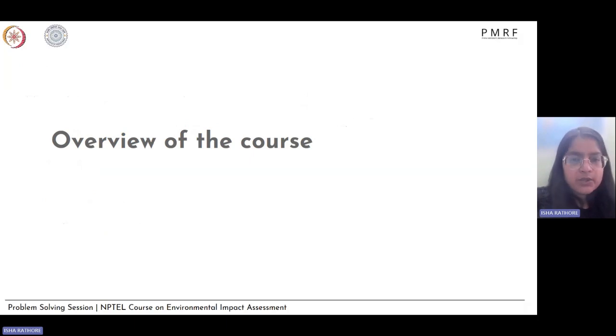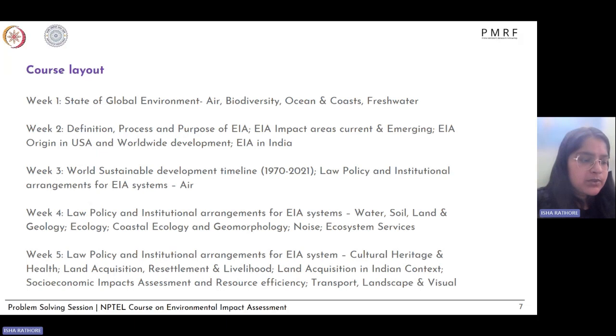So now let's look at the overview of the course. In week one, we looked at the state of the global environment, where we looked at environmental parameters of air, biodiversity, ocean and coasts, and fresh water. Here we looked at the general conditions and the general quality of the environment based on these parameters, and the concerns and introductions we have seen to them.